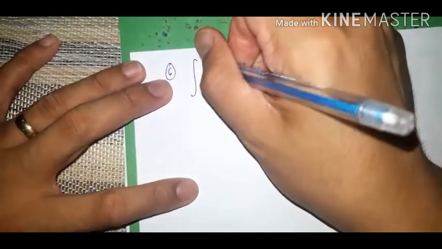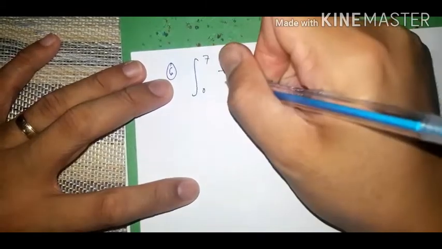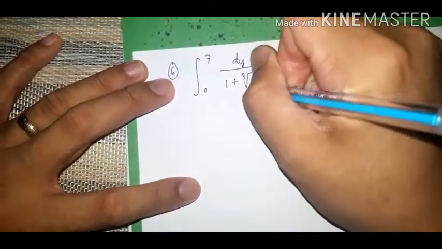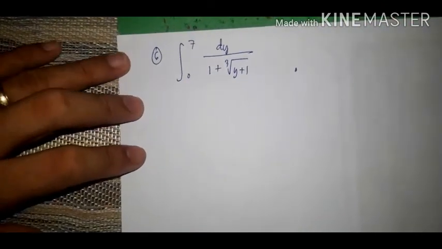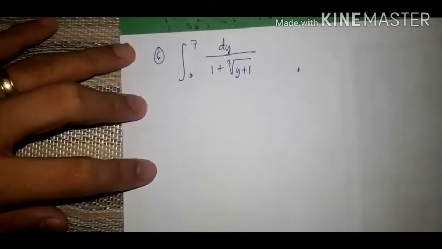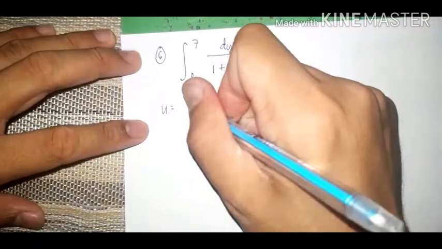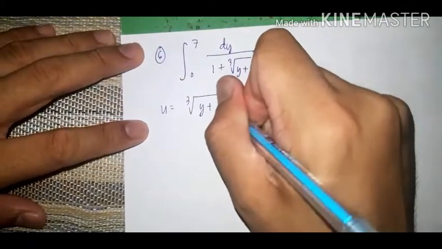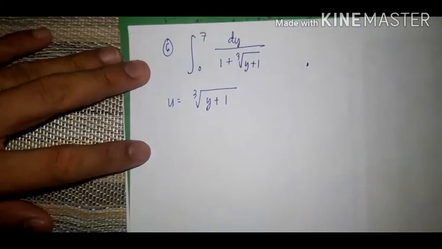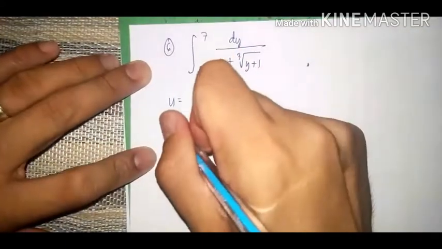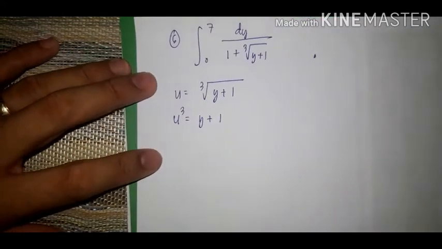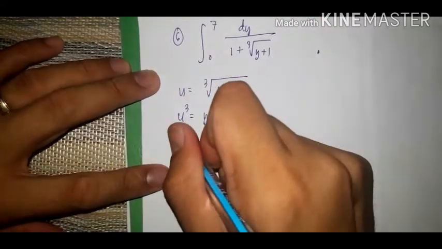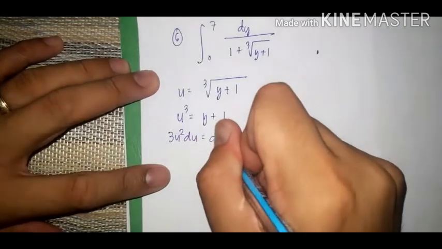Let's try the last one. So I have here the integral from 0 to 7 of dy over 1 plus cube root of y plus 1. So again, what made this complicated is because of that cube root of y plus 1. So let u be equal to that cube root of y plus 1. To eliminate the radical, I need to raise that both to the third power. So u cube is y plus 1. Taking the derivative, that's 3u squared du is equal to dy.